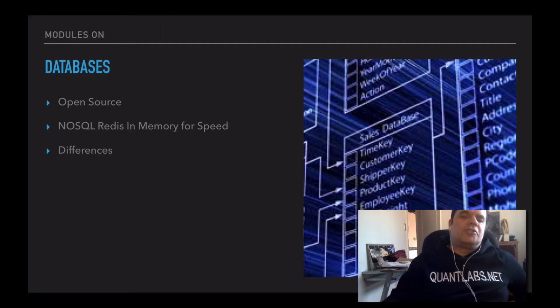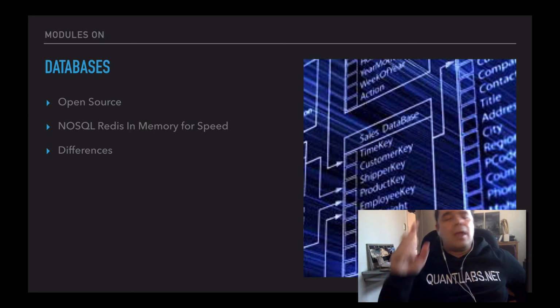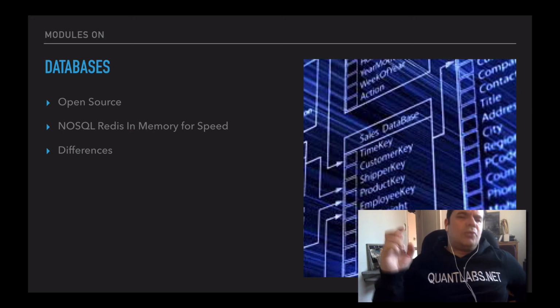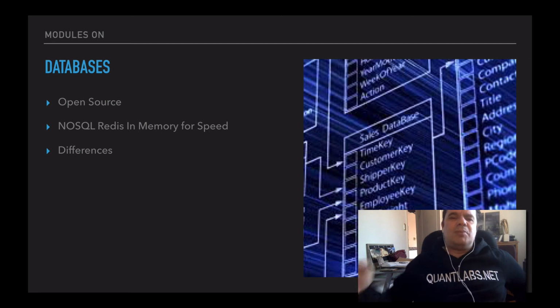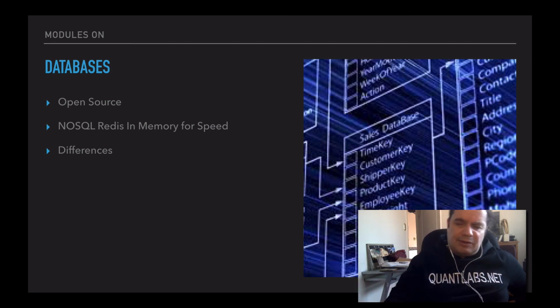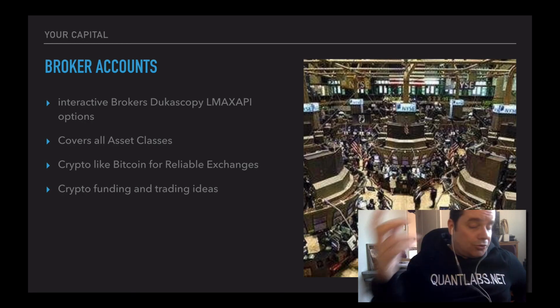So we have the infrastructure, as I said, databases, what we've talked about. Everything I try to do is open source except one product, which I'll mention in a minute. It's open source, it's NoSQL, Redis, in memory for speed, and with this you'll see the differences. It's ranked one of the fastest databases out there, and it's true open source.